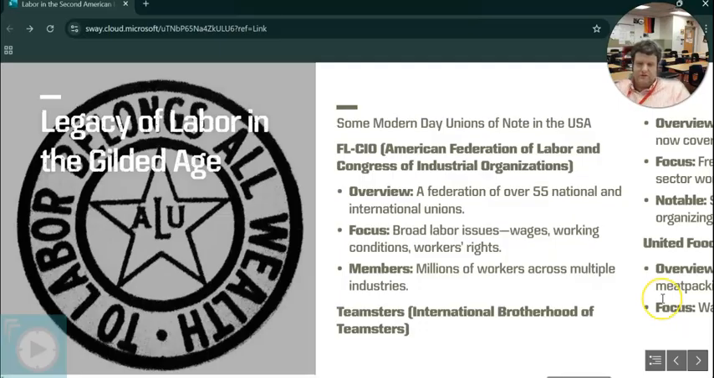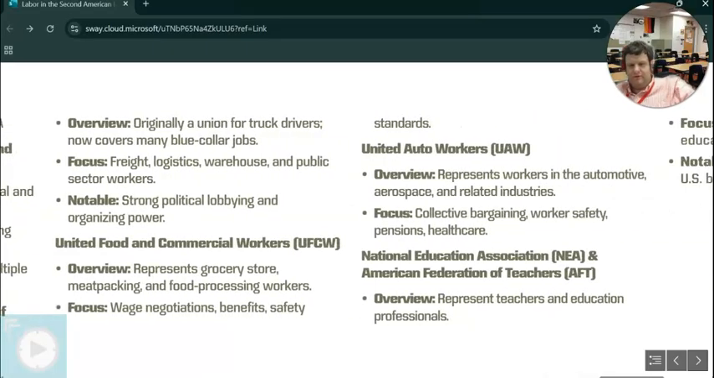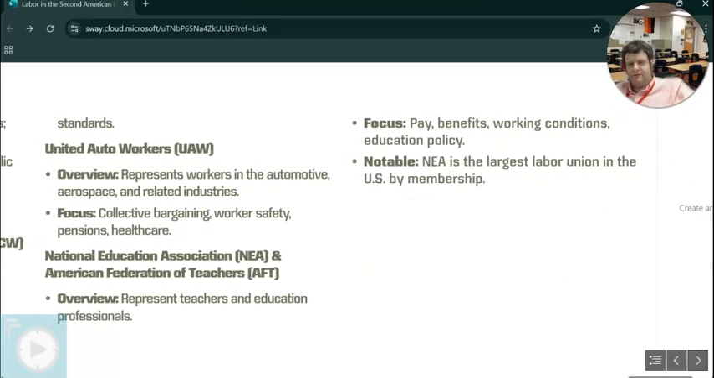The Teamsters are another famous one. They started in trucking, advocating for the workers of the trucking industry, and have expanded since then. Logistics, that kind of thing. We've got the United Food and Commercial Workers, who represent grocery store, meat packing, food processing plants, things like that. United Auto Workers, pretty self-explanatory who they represent. The largest, at time of recording, the largest union in the United States is the National Education Association, which is the union for teachers.